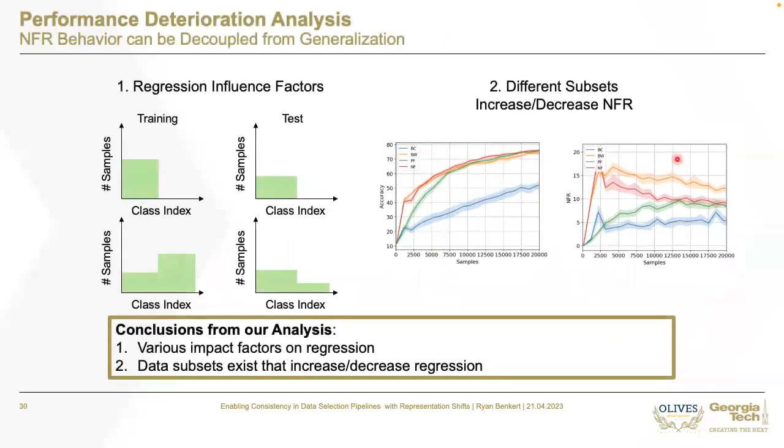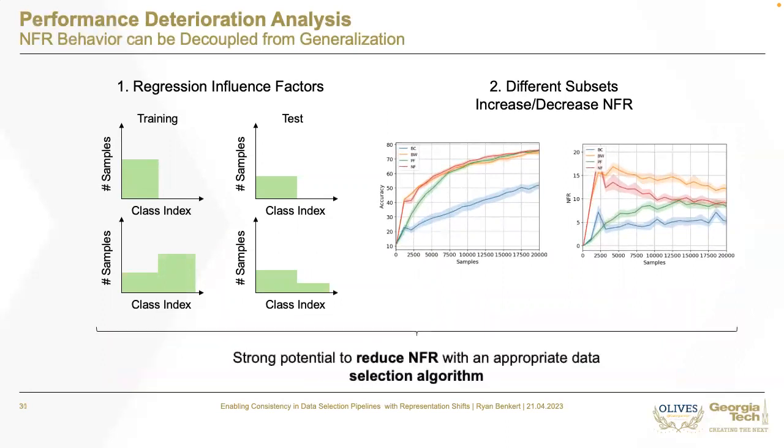So that brings me back to this original slide that I had over here. We went through these two conclusions. There are various impact factors that influence regression, and there are data subsets that can increase or decrease the negative flip rate. And I already mentioned it in the last slide. This means there's actually potential here to build an algorithm that reduces the negative flip rate, right? By essentially selecting appropriate data.